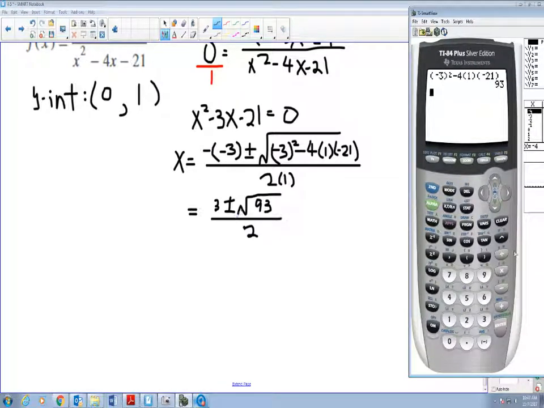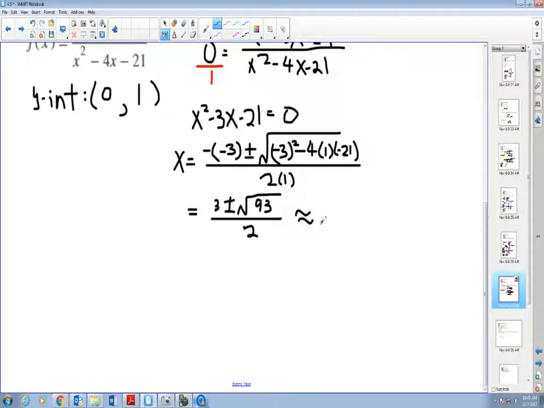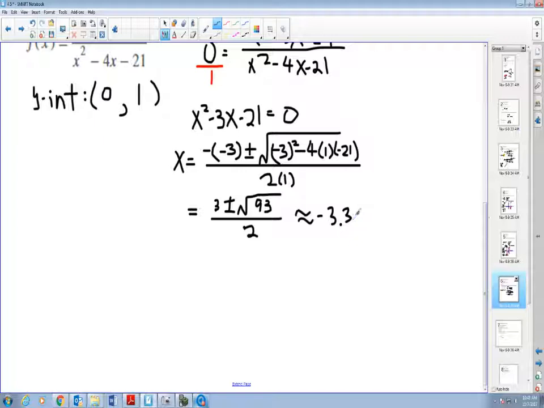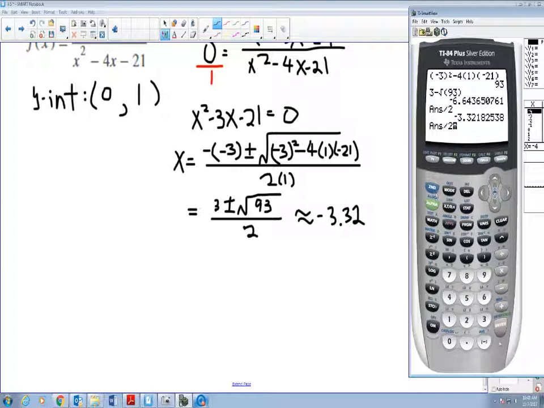So basically what I'm looking at right now is 3 minus square root 93, see what that is, then divided by 2. So it's about negative 3.32 something. Okay, keep this in mind. The other one, I'm just going to change my minus sign to a plus sign here, and then divide it by 2. 6.32 something.